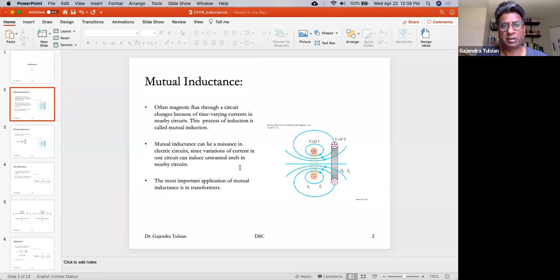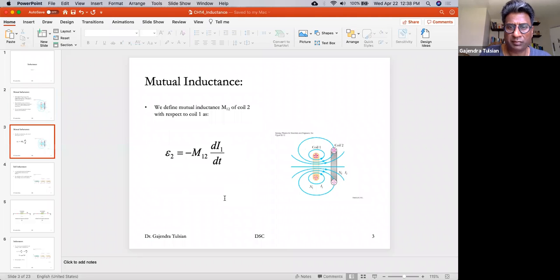Mutual inductance can be a nuisance in electrical circuits, since variation of current in one circuit can induce unwanted EMFs in nearby circuits. So this one is being influenced just because of the proximity to this circuit. And we'll learn about transformers. That's one of the most important applications that we use in our everyday life. So here's how we define mutual inductance.